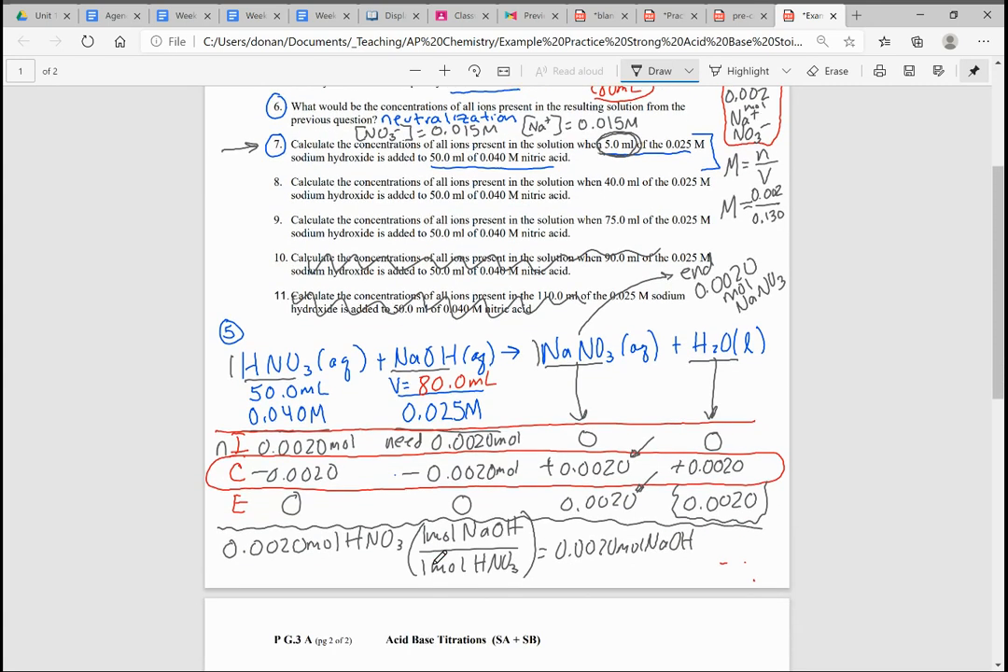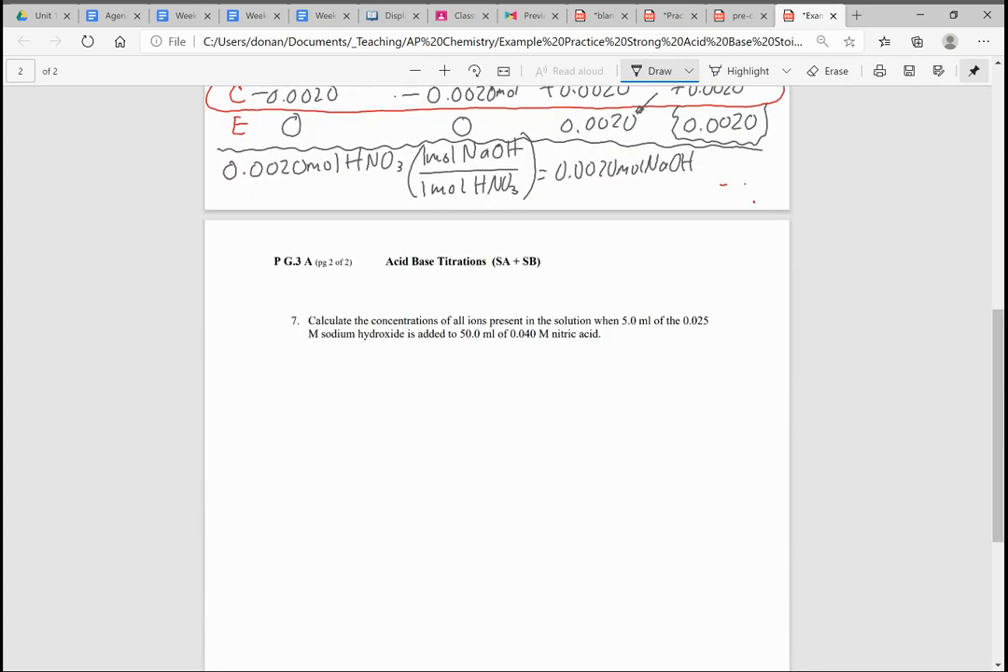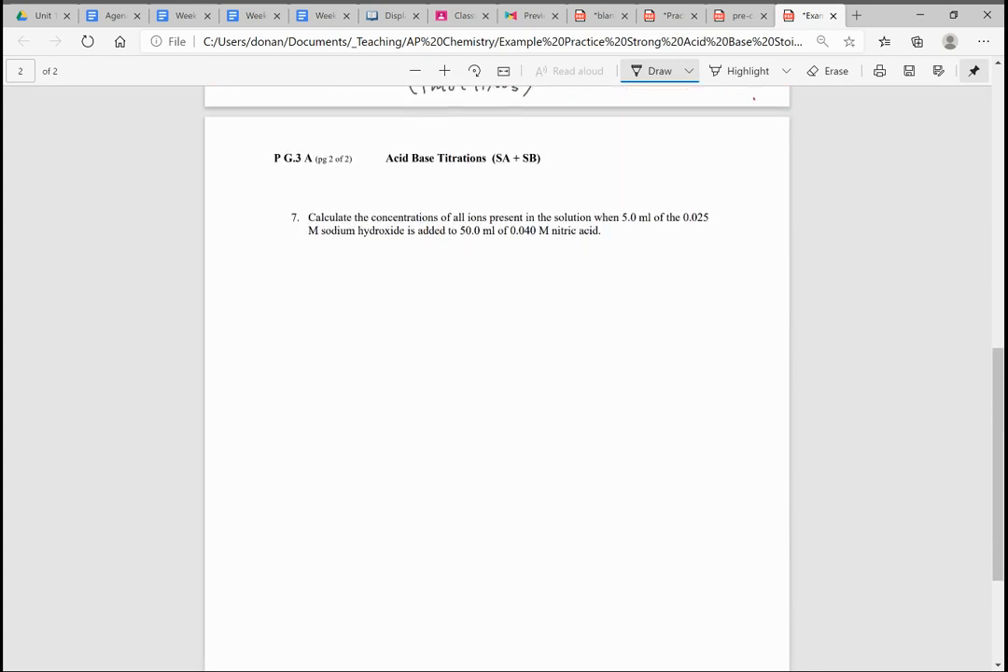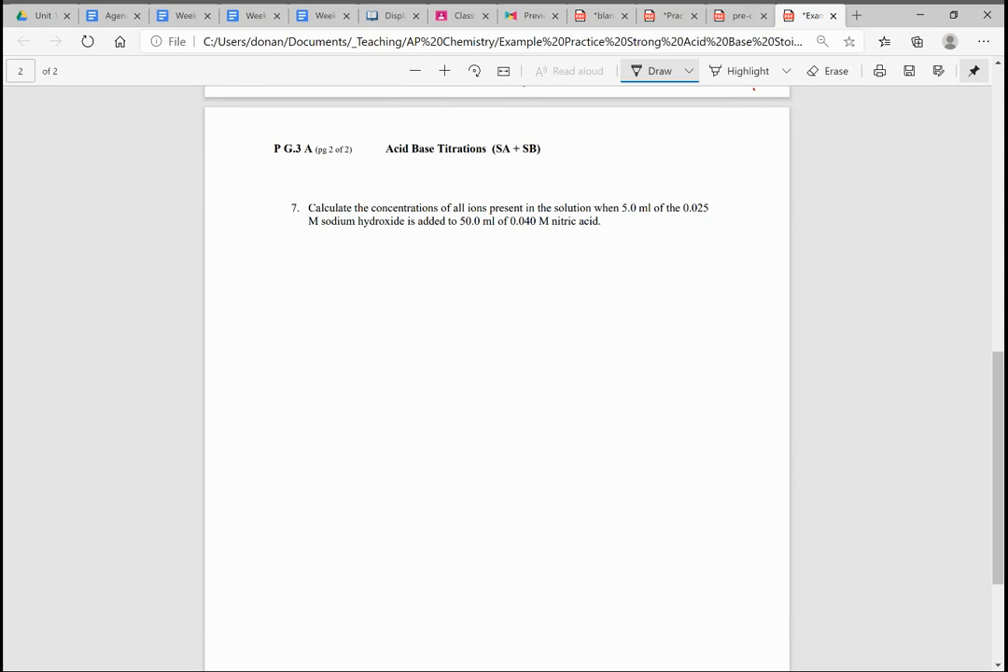Instead of adding 80 milliliters like in my original problem in number 5, if I don't add 80 milliliters, then I'm not going to use up all my nitric acid. And so in this problem, it's different. It's more like the precipitate problems where we had spectator ions and some leftover excess ions. So we're going to set this up. We're going to write our reaction again. We have nitric acid reacts with sodium hydroxide, and it makes sodium nitrate and water.